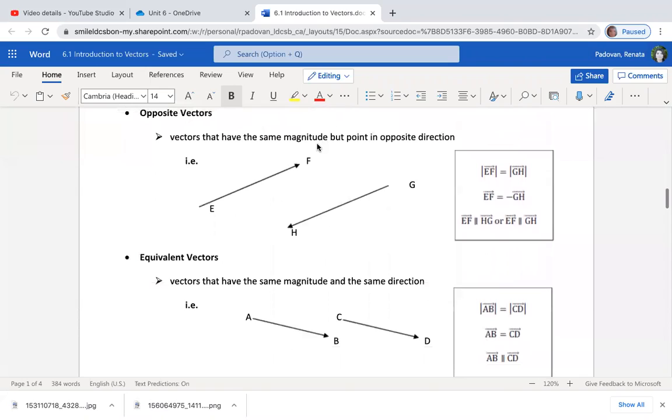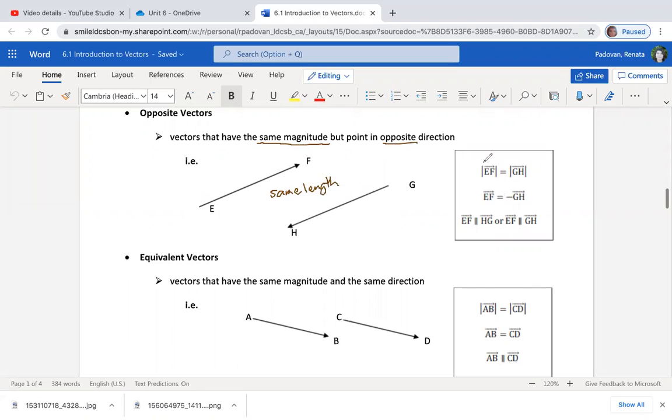Whereas opposite vectors are different. Opposite vectors have the same magnitude, they have the same length, but point in the opposite direction. So they're literally opposites of each other. So if they're opposites of each other, keep in mind that they do have to be the same length. So just indicate that they have to be the same magnitude. So just writing here, these two should look like they're the same length, and that is on purpose. And they do have to be in opposite directions as well.